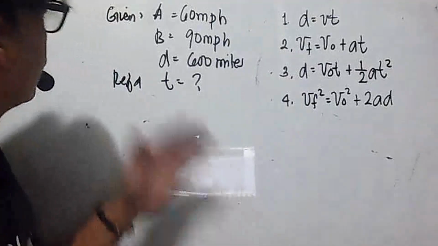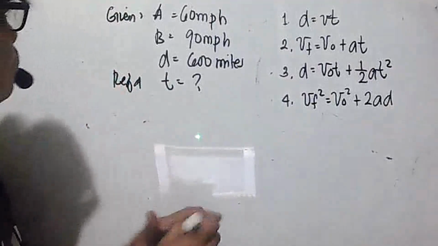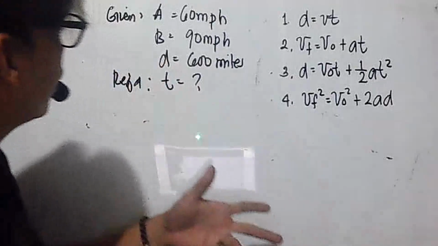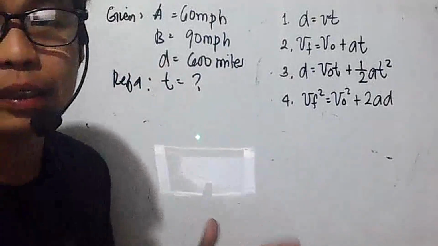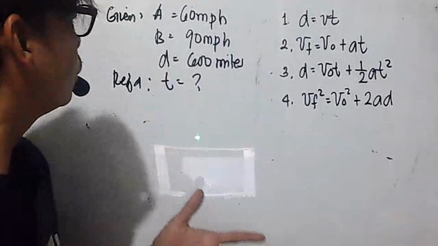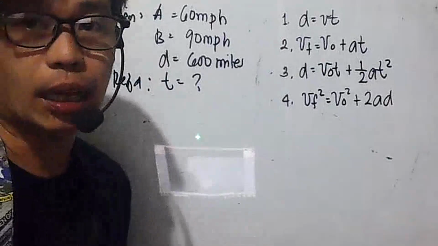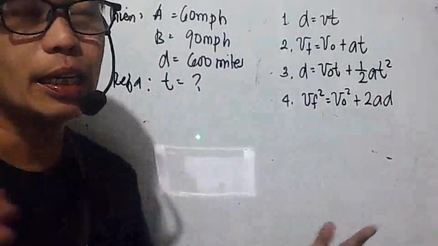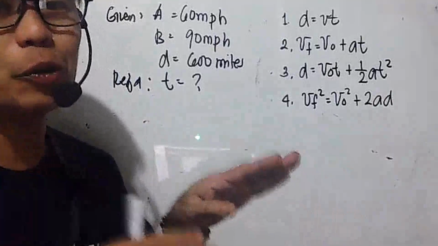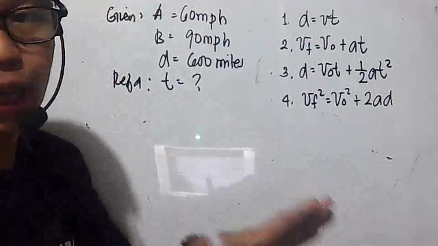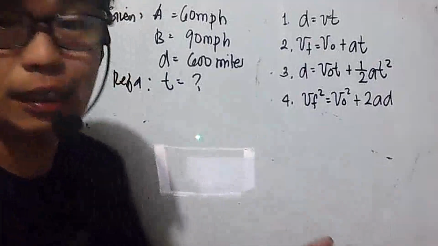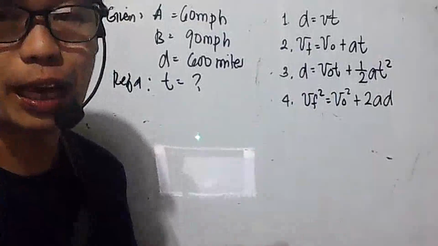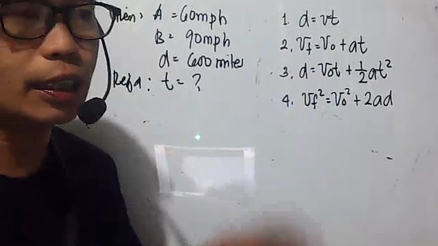The problem states that there are two trains. One has a speed of 60 miles per hour and the other has a speed of 90 miles per hour. Now, their distance is 600 miles. So the question is, when will they meet? They are running in opposite directions. The other question is when they are in the same direction. So, I'll be solving A first. Maybe I'll leave B to you to try to solve, in case they are running the same direction.